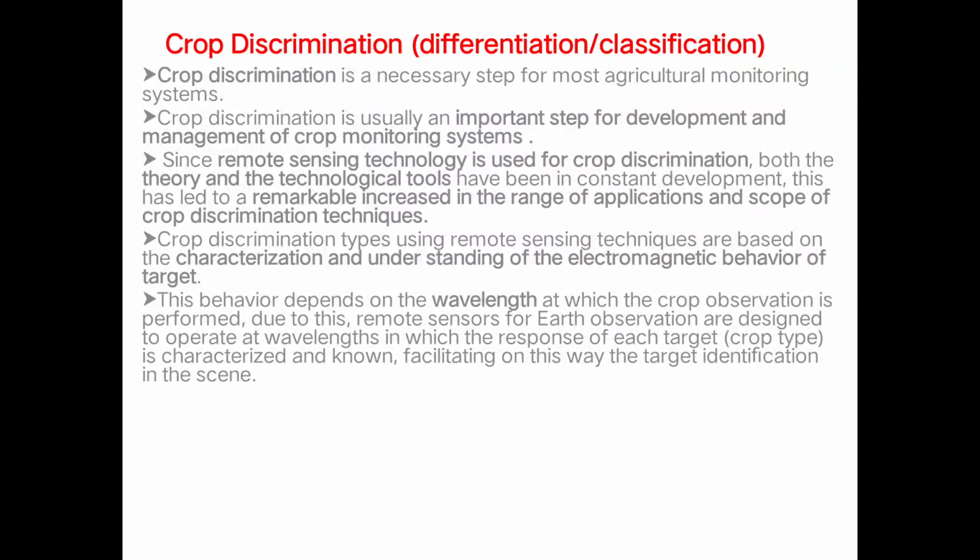First one is understanding the electromagnetic behavior of the target. So this is the basic thing, on which crop discrimination or crop classification totally depends. This behavior depends on the wavelength at which the crop observation is performed. Due to this, the remote sensors for earth observation are designed to operate at wavelengths in which the response of each target, that means the crop type, is characterized and known, which facilitates target identification in the scene.